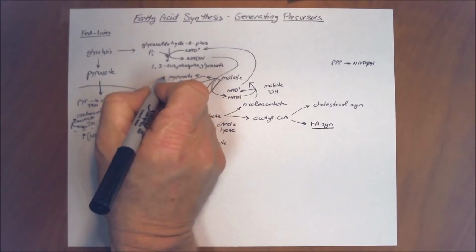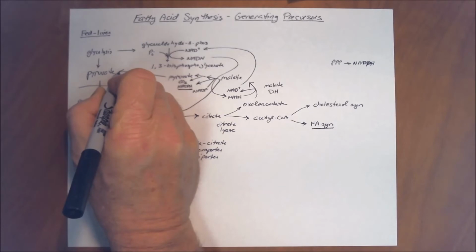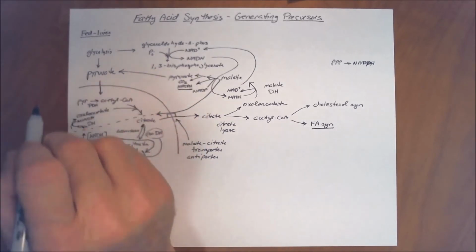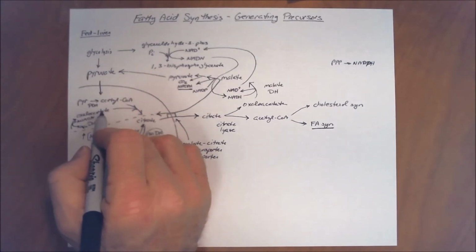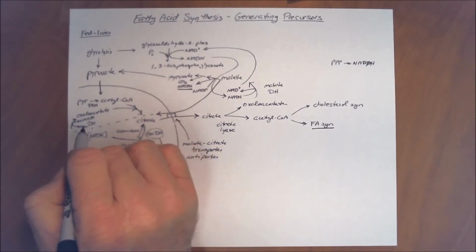The pyruvate, of course, in the cytoplasm follows the same fate as the pyruvate generated from glycolysis. It enters the TCA cycle through acetyl-CoA.